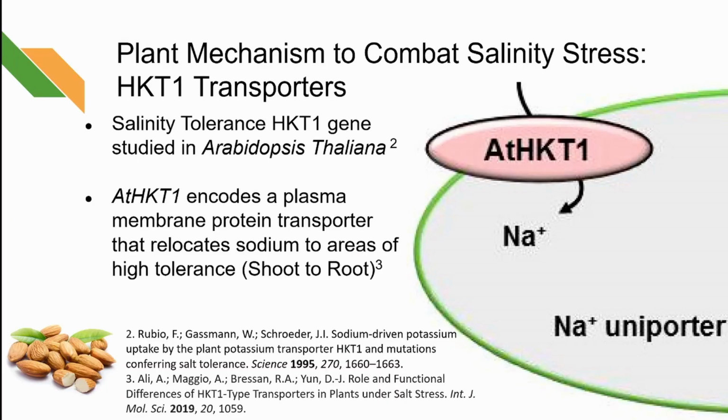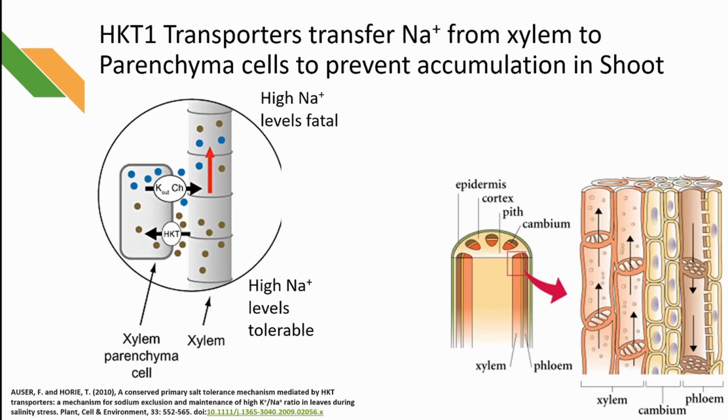So, even though there's a genome sequence, we still don't really know anything about how almonds or rootstocks are able to combat salinity, let alone at the genetic and molecular level. However, there has been some research on one specific gene in our favorite model organism Arabidopsis that caught my eye. This gene is called HKT1, or High Affinity Potassium Transporter 1. In Arabidopsis, HKT1 encodes a plasma membrane sodium uniporter that relocates sodium from areas of low tolerance to high tolerance, or shoot to root. Now, the process of how this works goes a little something like this.